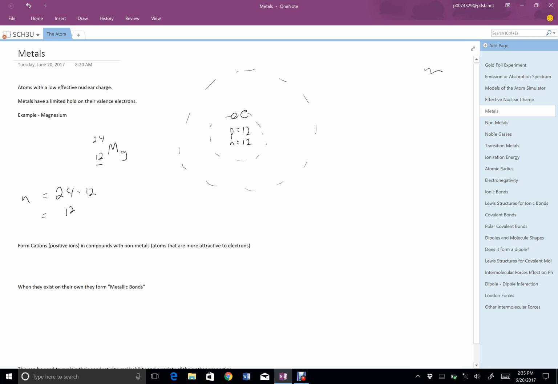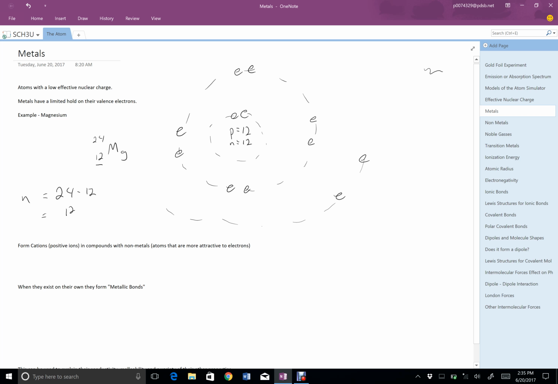And then in the next shell, we'll have 8 electrons. That gets us to a total of 10. And since we're making it neutral, what that means is protons and electrons are equal, which leaves us with 2 more for this outermost shell.